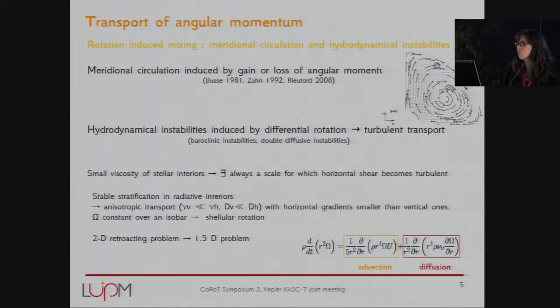And here you have a small cartoon showing you this kind of circulations that can be either clockwise. So here you have an inward transport of angular momentum, or the other way around, and you will have an extraction of angular momentum.